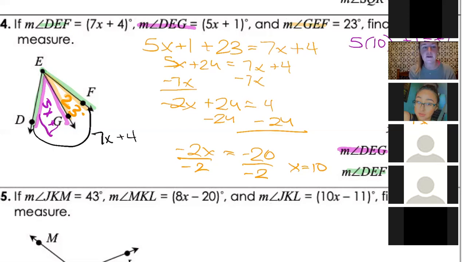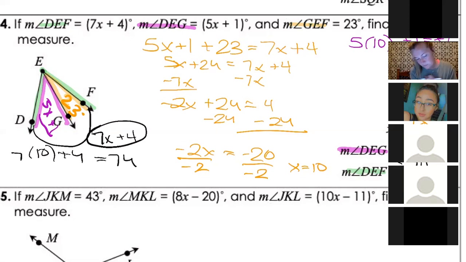And I already have these labeled in color. Next, it wants DEF, which I've already labeled in green. And we know that that is this one that I've written in black here. So we have 7 times 10 plus 4, which gives us 74. Okay.